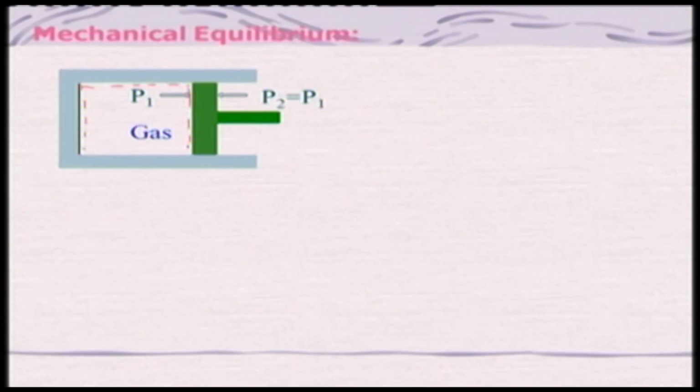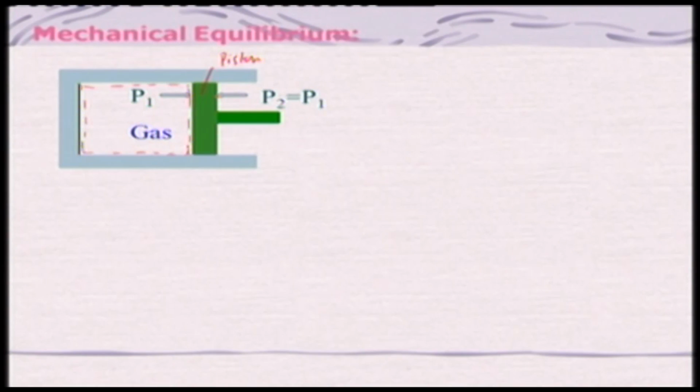This is our system, and to start with, this pressure acted by the gas on this piston, this is our piston, will be the same as that which is being applied on the other side of the piston. So, it is in equilibrium, right.